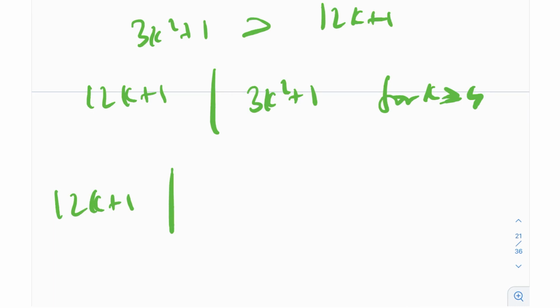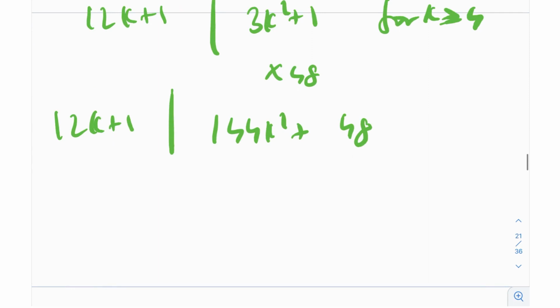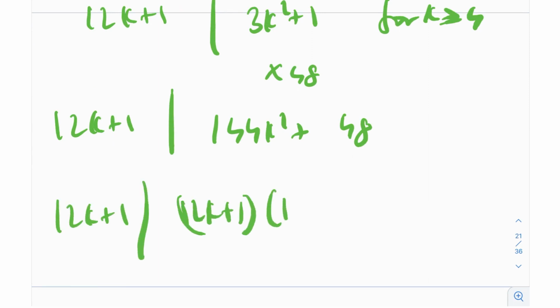Again, now if I just multiply, like we've done before when we had multiplied by 4, let me just multiply by 48 over here, right? Times 48. So I'll get 144k squared plus 48. Why? Because now this is easy to deal with. I can just write this as 12k plus 1, 12k minus 1, and plus 49. Right?